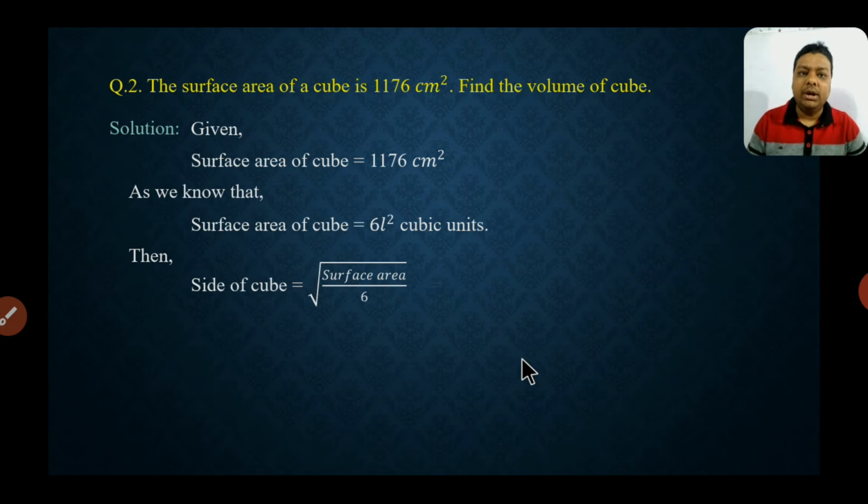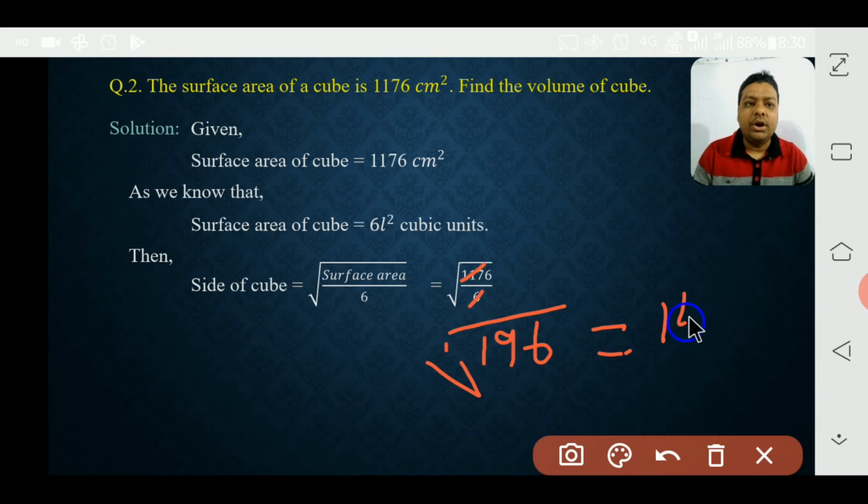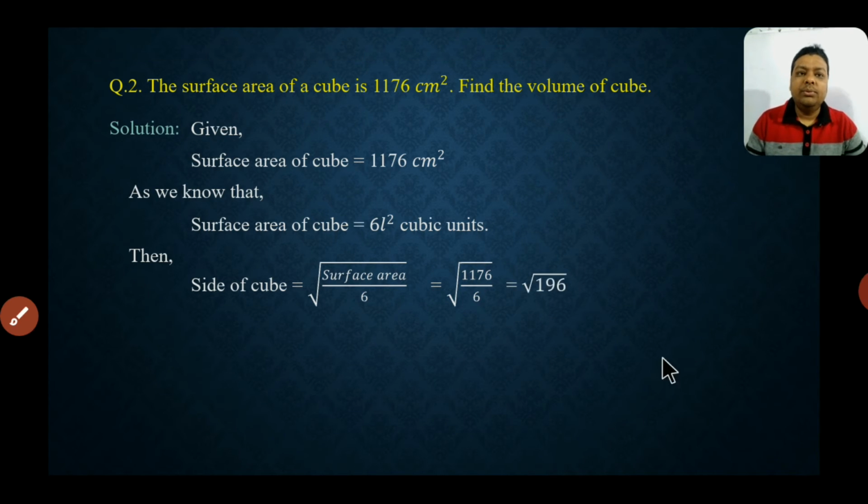Now let's put the value. So surface area 1176 by 6. Let's divide it. If we divide 1176 by 6, then what will we get? 6 1s are 6, 5 7, 6 9s are 54, 3 6, 6 6s are 36. 196 in root. And we know that 196 is the square of 14. Okay, so 14 is the side of the cube.